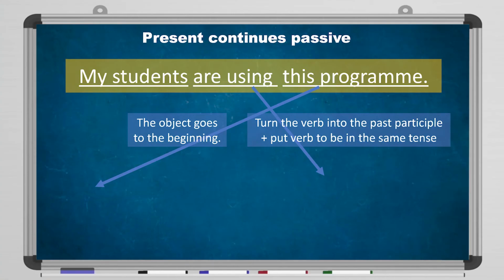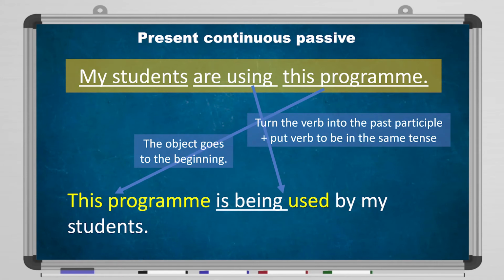The present continuous: the same thing applies. My students are using this program. Let's bring the object to the beginning, look for a suitable verb to be, and turn the verb into past participle. Let's take a look. This program is being used by my students.